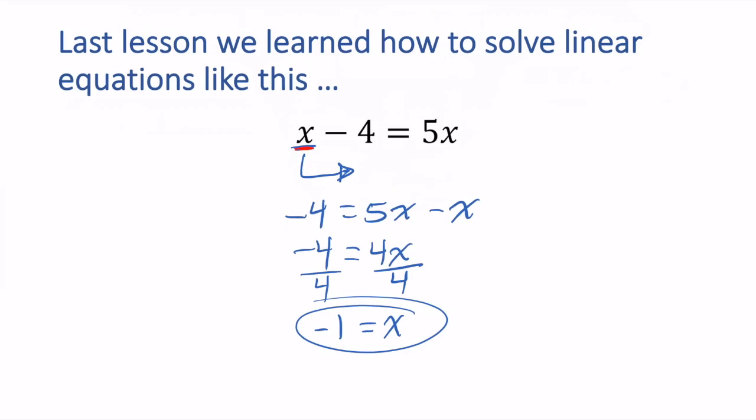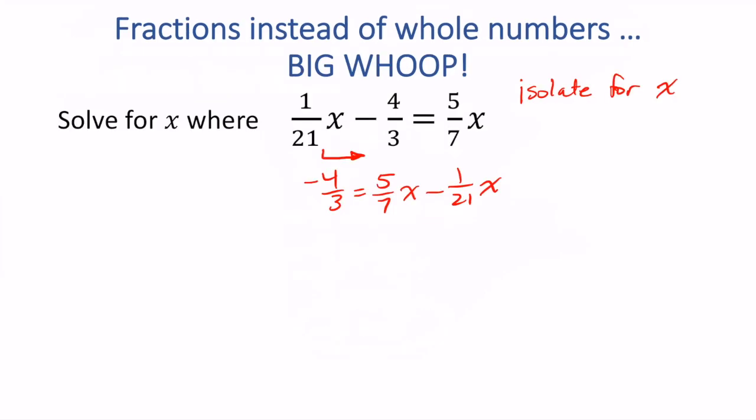And just to point out, on the last slide, this x on the left really just represents a whole x, one x. This one on the right-hand side represents 5 x's. Fractions are no different, in that 5 over 7 times x literally just means 5/7 of an x, and the 1 over 21 x is just 1/21 of an x. But we can still do the algebra on this. We've learned how to add and subtract fractions in class.